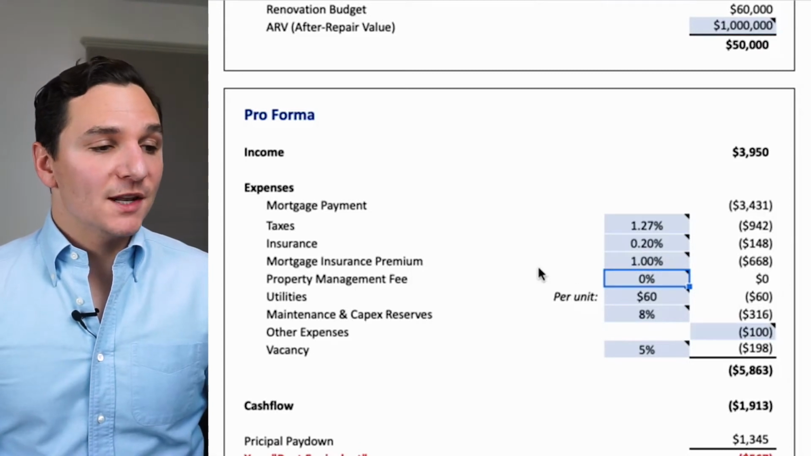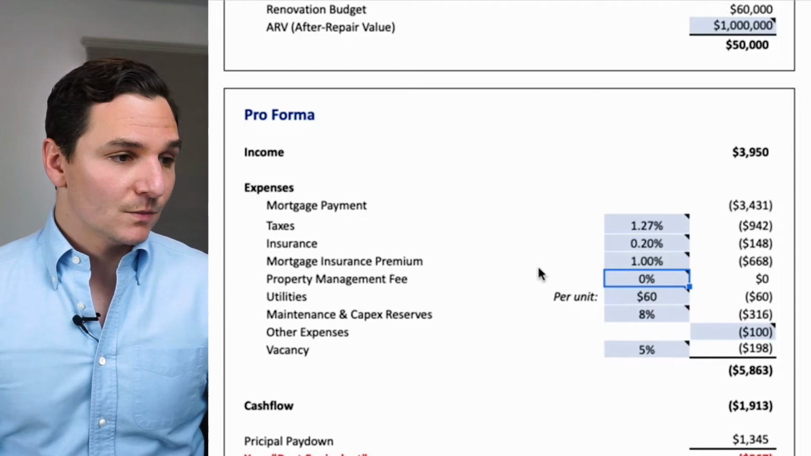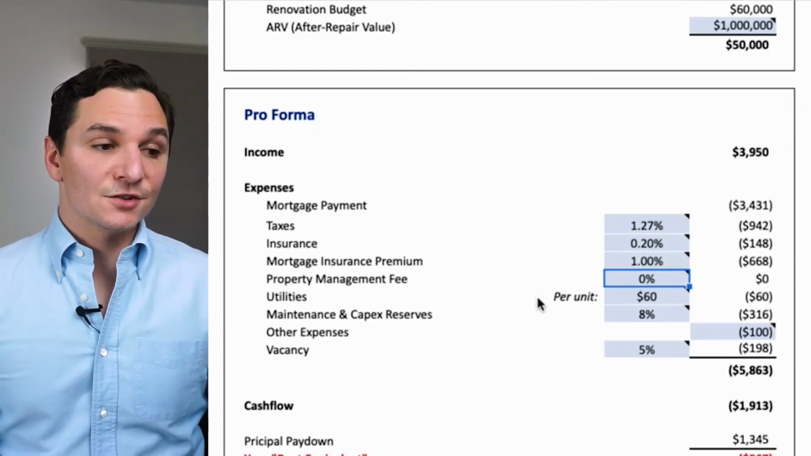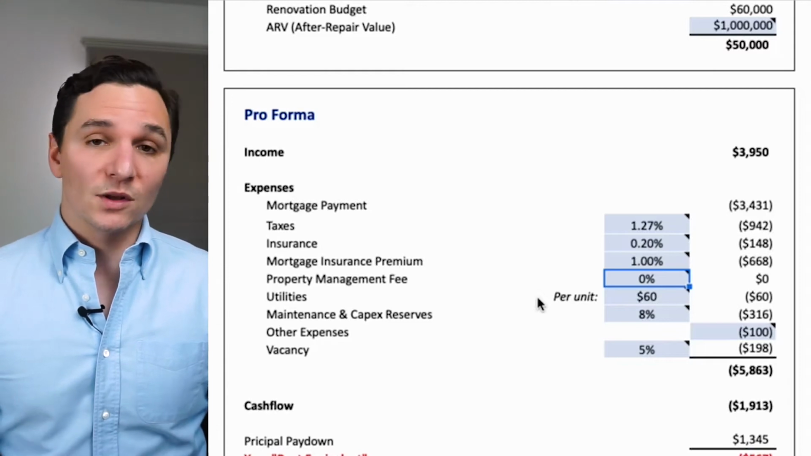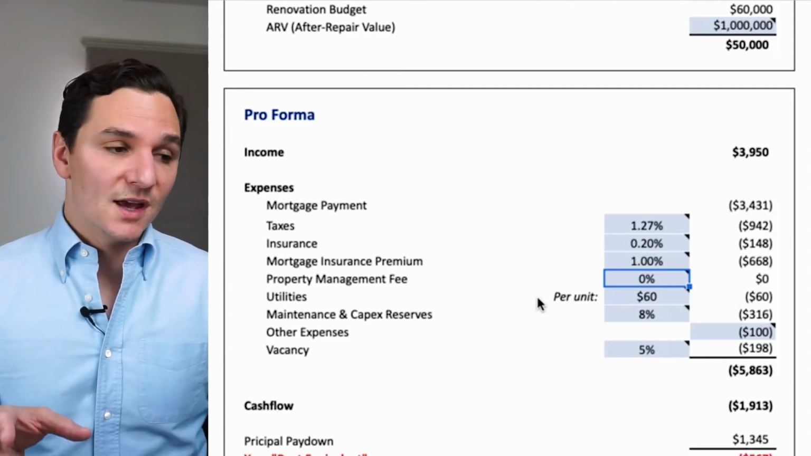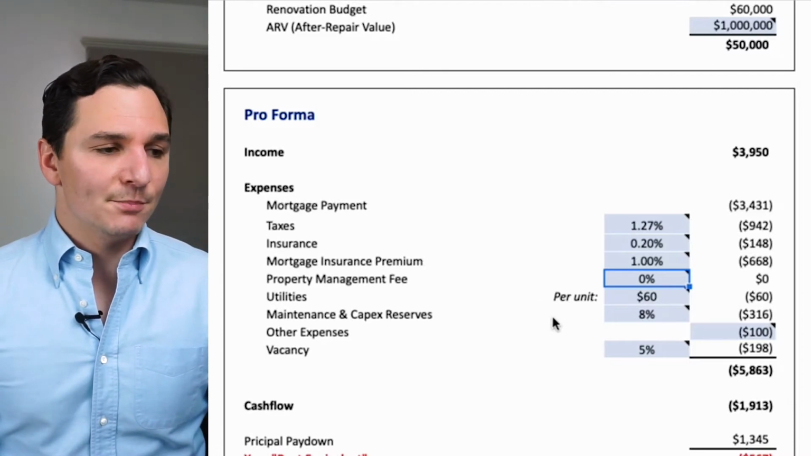I'm going to leave our property management fee at 0 because while we're living in this duplex, we're going to manage it ourselves. Utilities, I'm putting in at $60 per unit. That's a pretty good broad estimation for Los Angeles, where landlords pay for tenants' water and the tenants pay for their own electricity and gas. For maintenance and CapEx reserves, I'm putting in 8%.